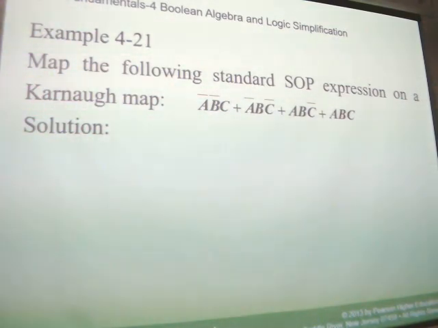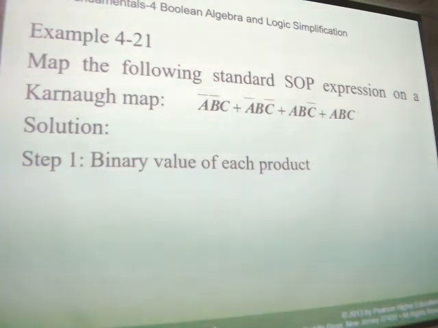Determine the binary value of each product term. The first product term is A bar, B bar, C. What is the binary value of this? A bar, B bar, C is 001.